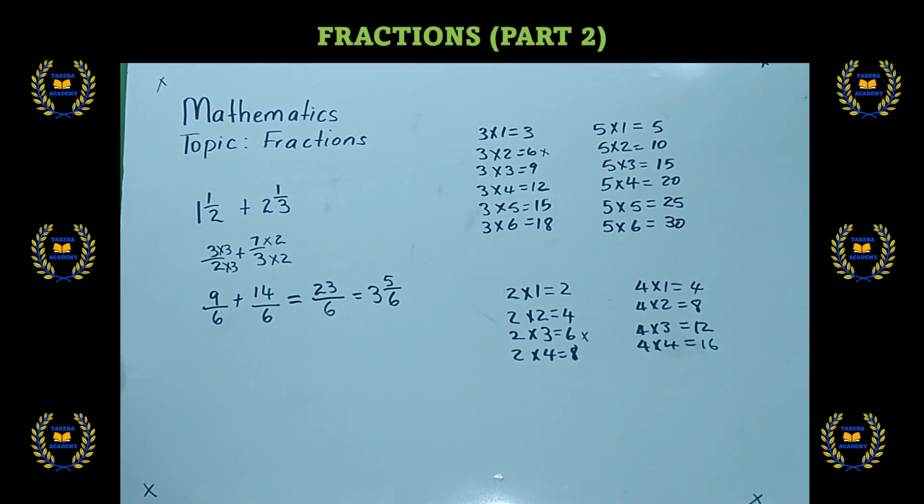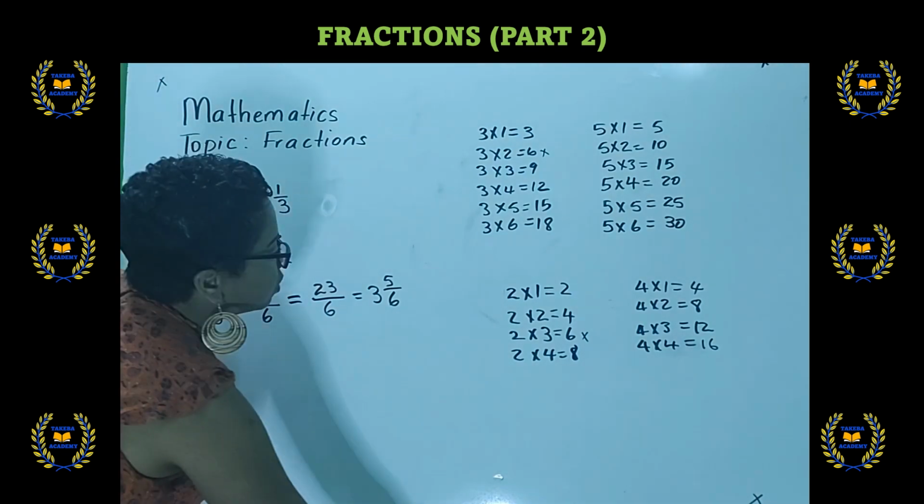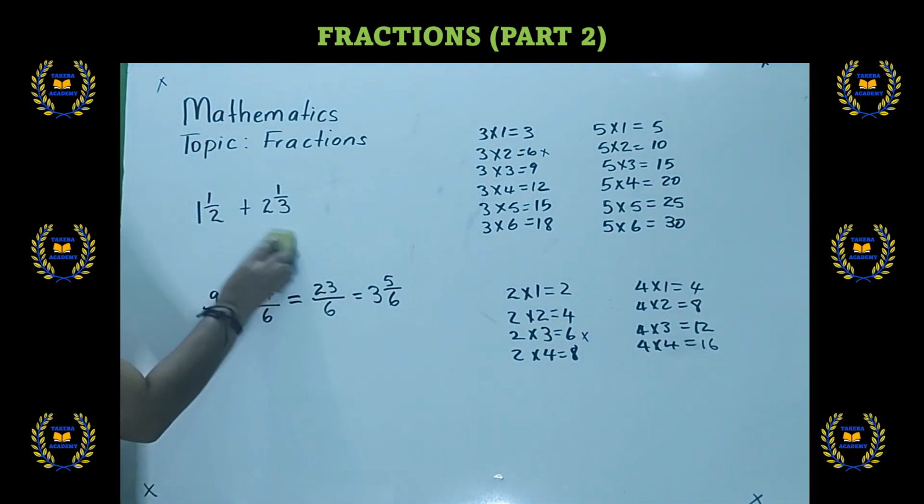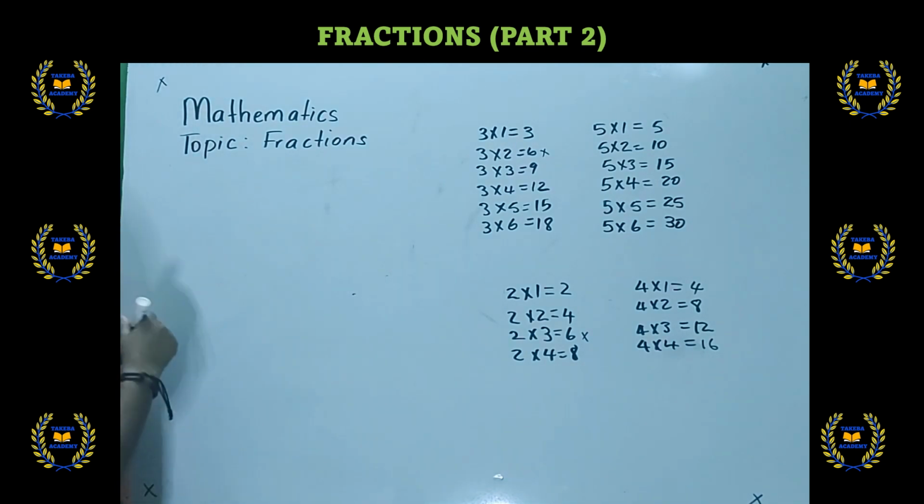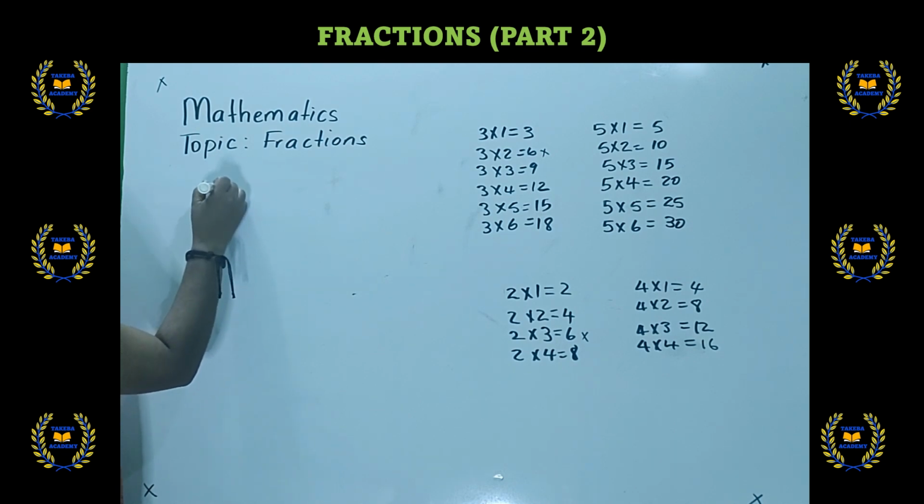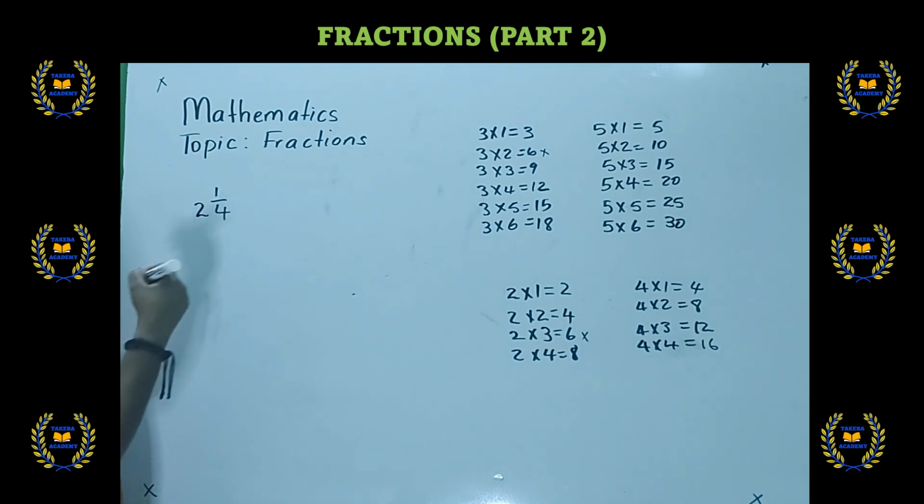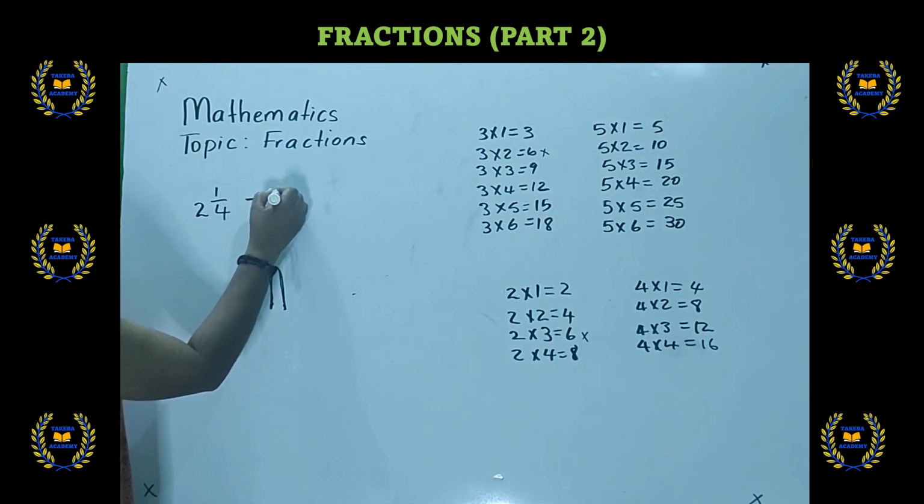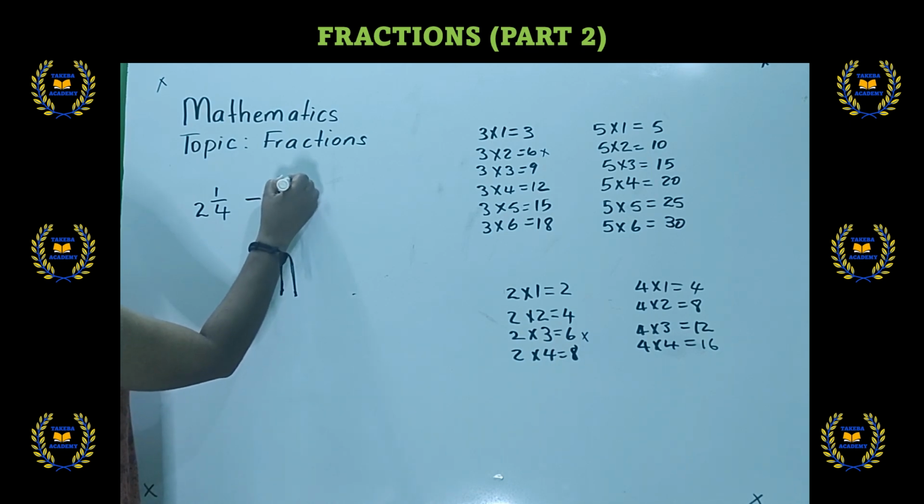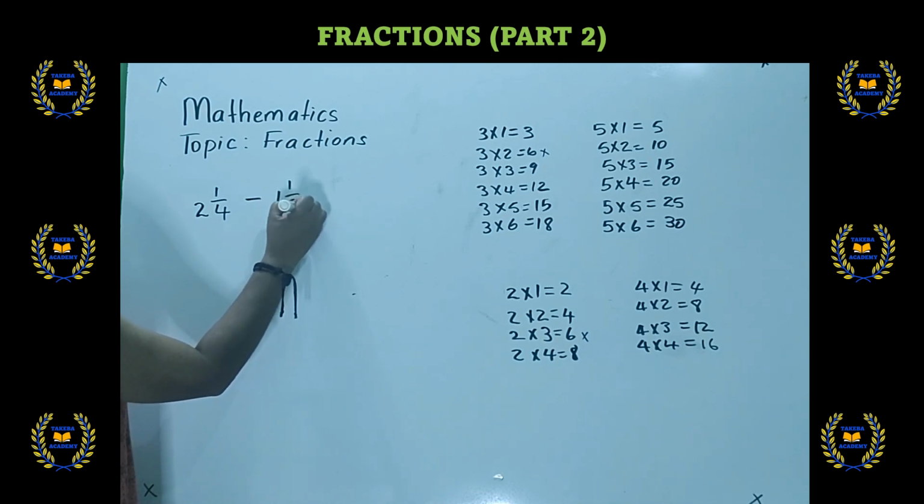Now we're going to do an example where we subtract, okay? Let me take this off so it doesn't confuse you guys. So now we're going to be doing a subtraction, okay? So let me think of one real quickly. 2 and 1 over 4. I'm trying to make sure I use the numbers that are on the board so that it makes it easier. Minus 1 and 1 over 3.